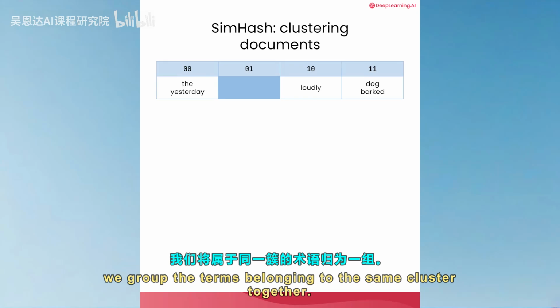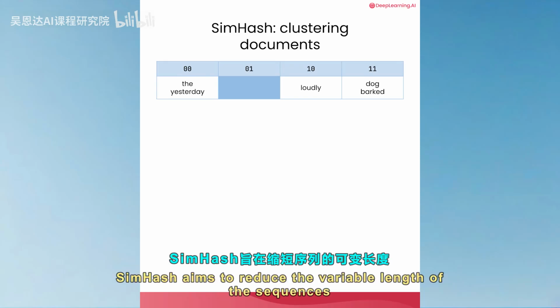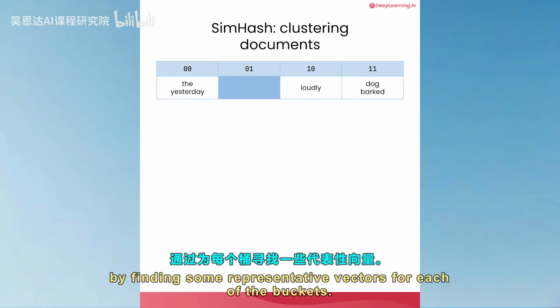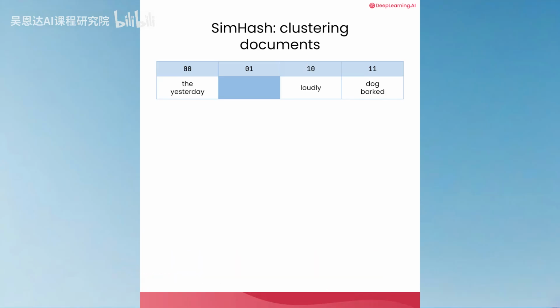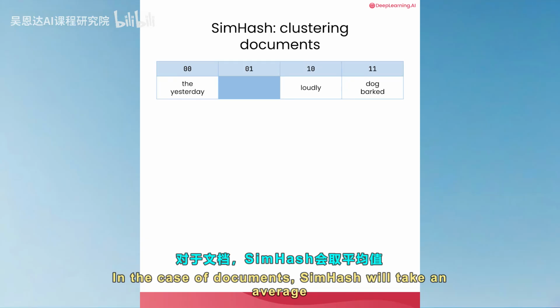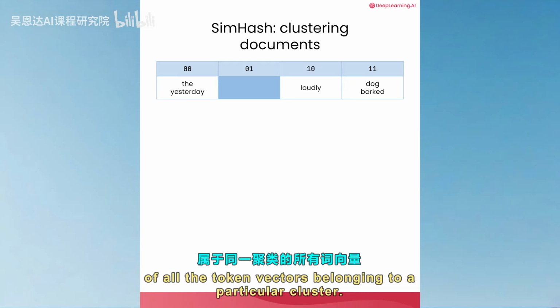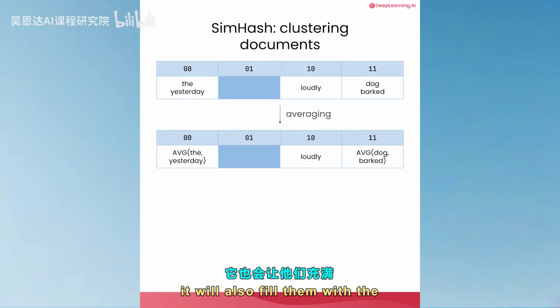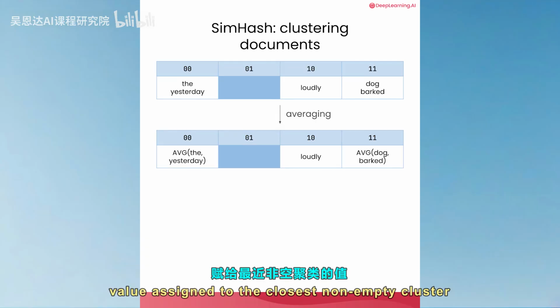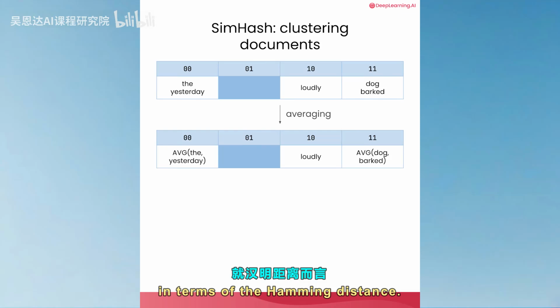we group the terms belonging to the same cluster together. SimHash aims to reduce the variable length of the sequences by finding some representative vectors for each of the buckets. Document and query processing is slightly different. In the case of documents, SimHash will take an average of all the token vectors belonging to a particular cluster. Since some of the buckets might be empty, it will also fill them with the value assigned to the closest non-empty cluster in terms of the Hamming distance.